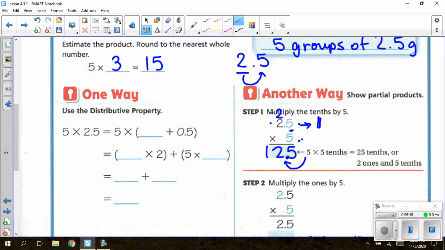Like I said, I did skip steps 2 and 3. I did not want to add any more confusion because we do know that we can multiply these like they're two whole numbers and then just place the decimal at the end.